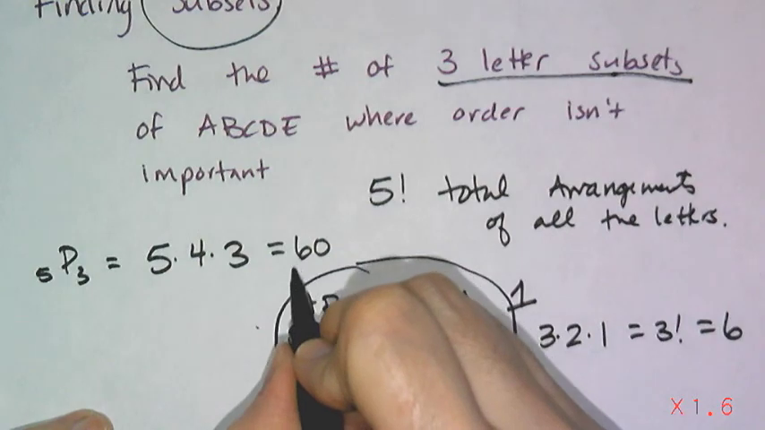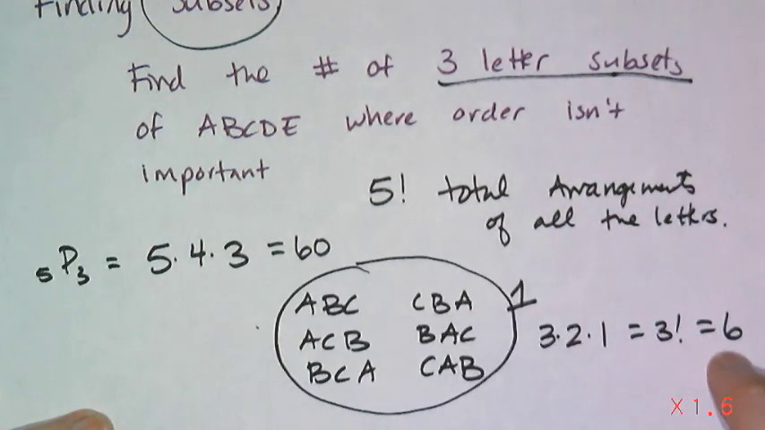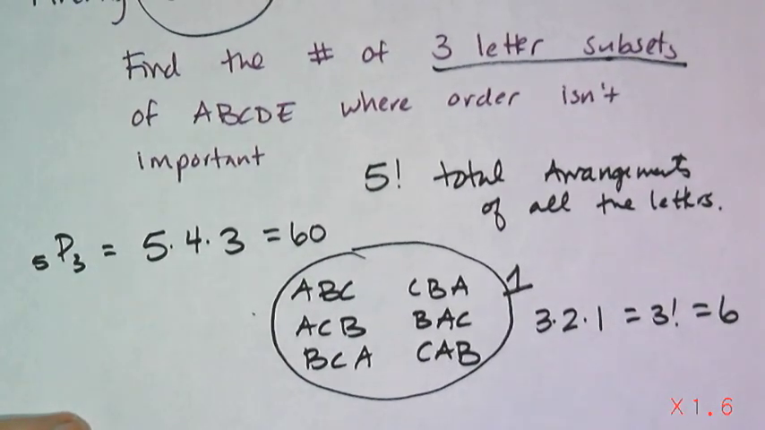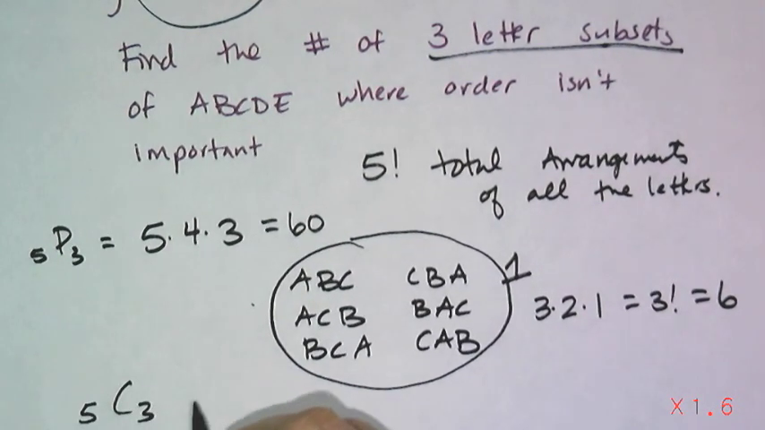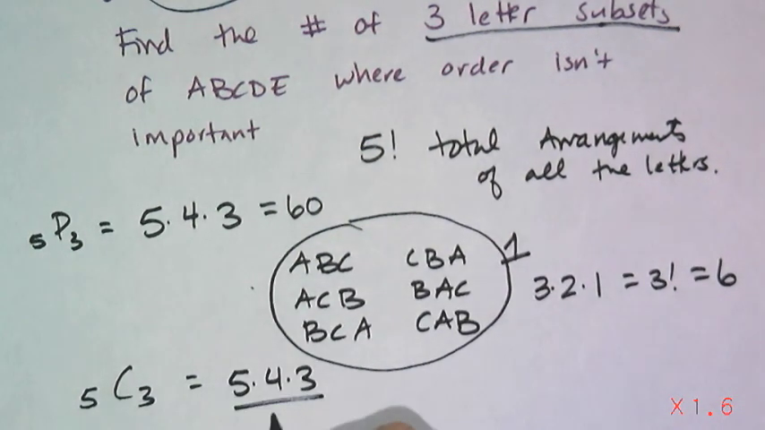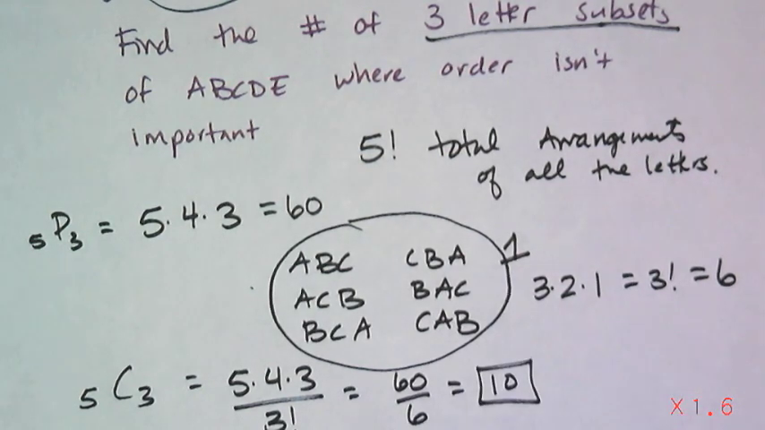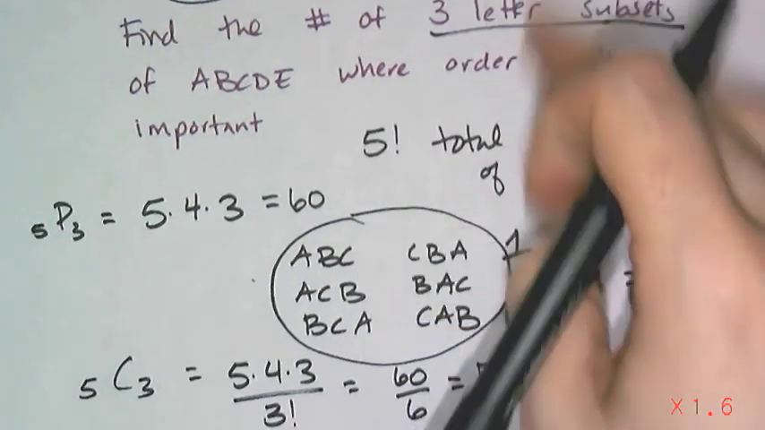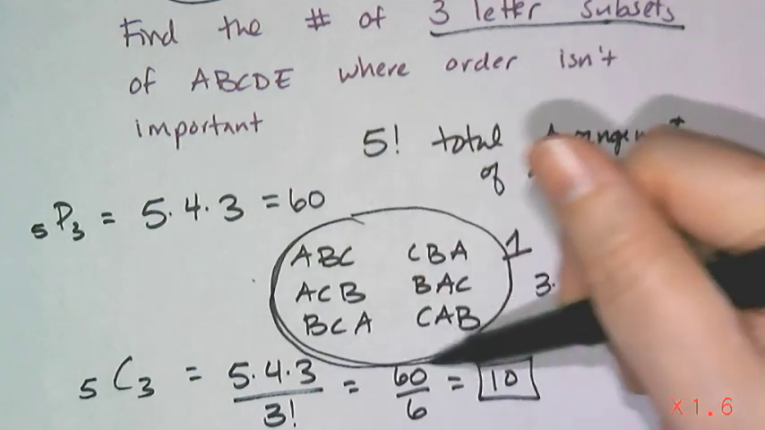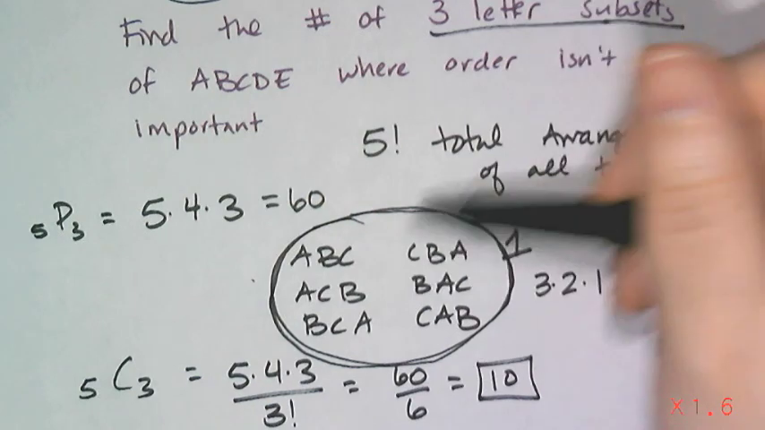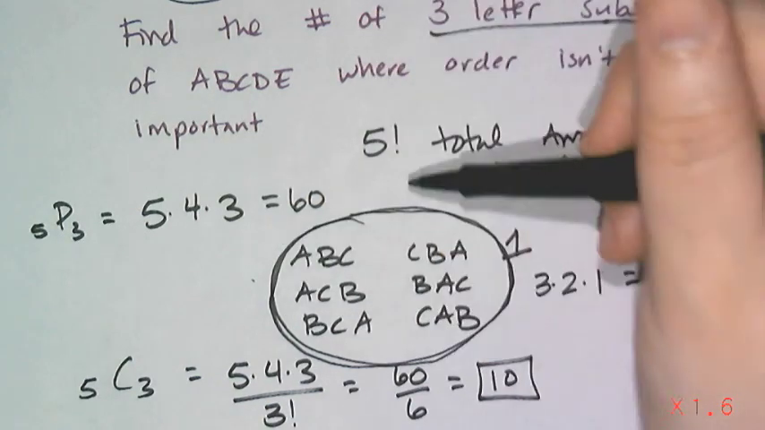So if I take this 60 and I divide out the 6, that's going to give me the number of combinations of 5 things chosen 3 at a time. So 5 times 4 times 3 over 3 factorial, 60 over 6, which gives me 10, right? So if order does not matter, I have to divide out cases like this, where I just have the same elements repeated in a different order, because I don't care about the order. I just want to know that A, B, and C are together.